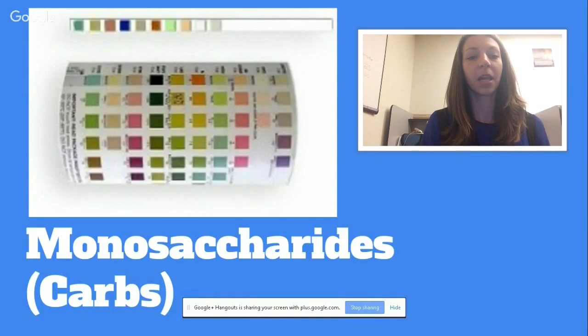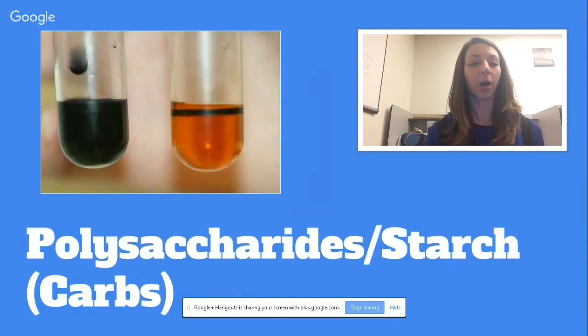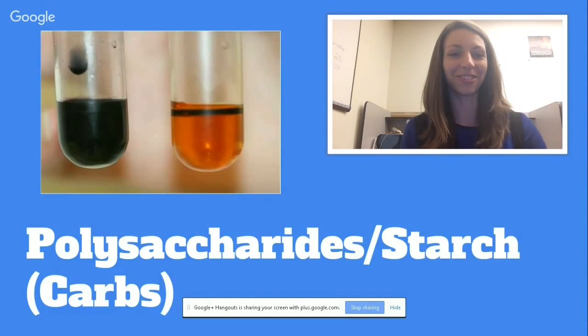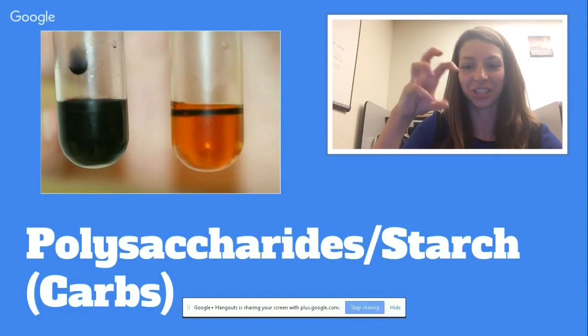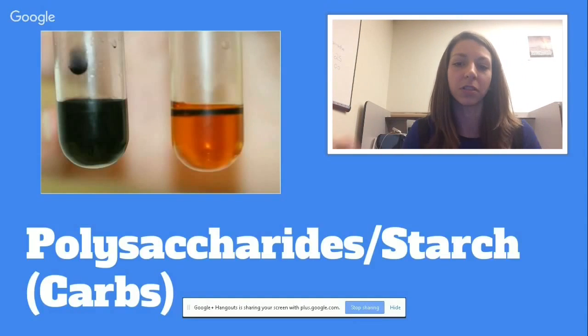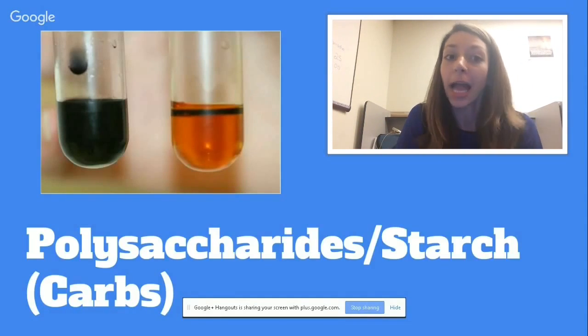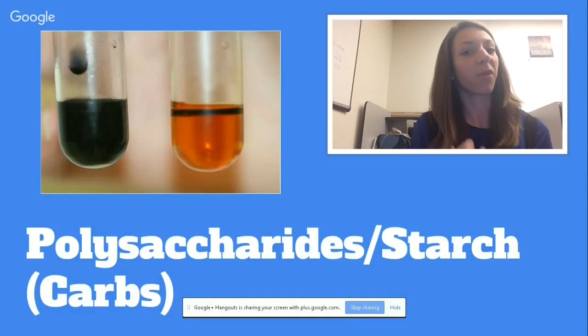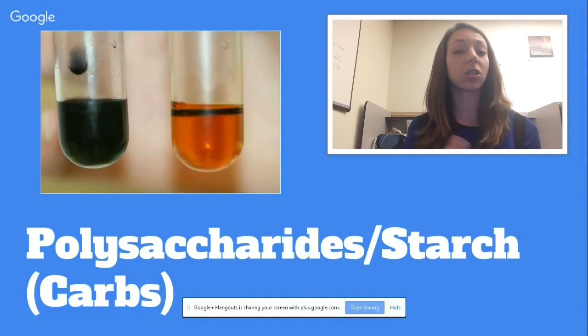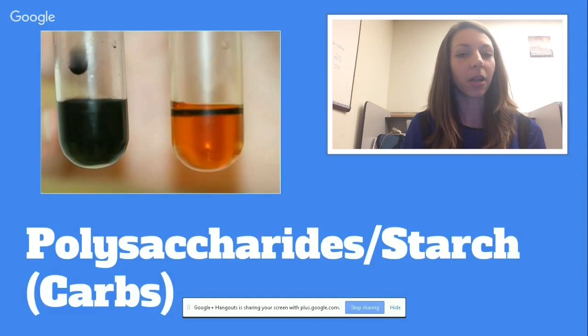Finally, another type of carb is our polysaccharide, many molecules attached sugar. So this is our sugar with lots and lots and lots of little glucoses connected to each other, or a starch. An easy way to test for this is our iodine test. Remember, iodine is going to be like a brownish or deep yellowish, and if there is starch there, it will turn to a dark purple or a black color.